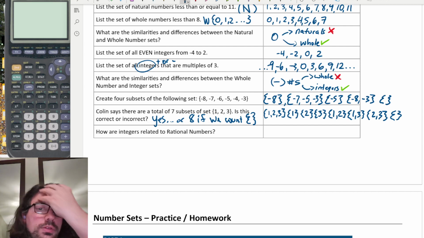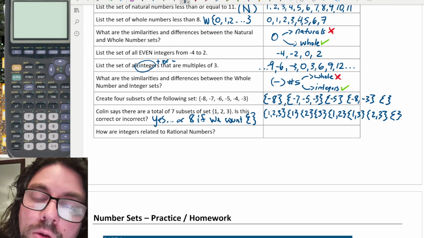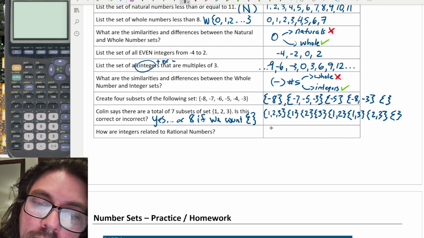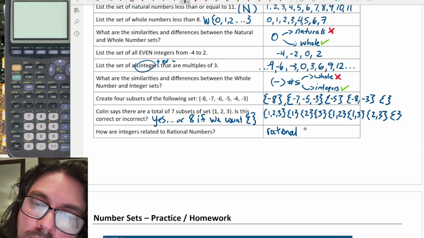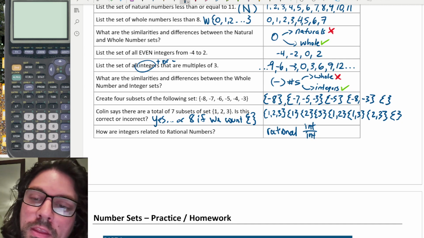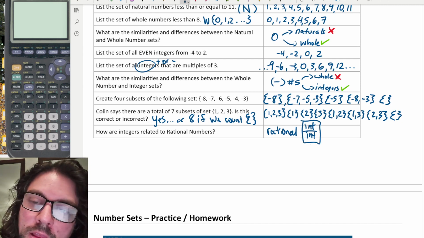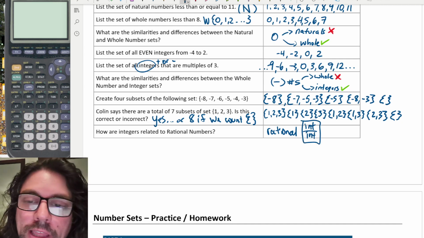How are integers related to rational numbers? Well, rational numbers can be fractions, but it has to be integer over integer. So that's the relationship.